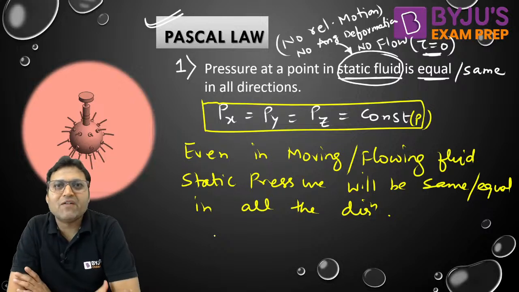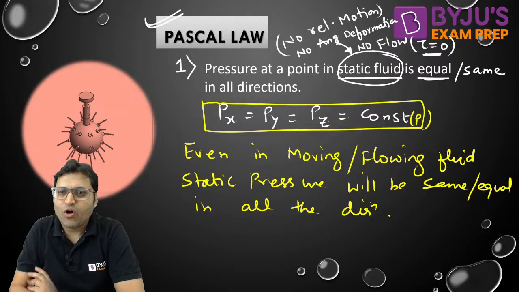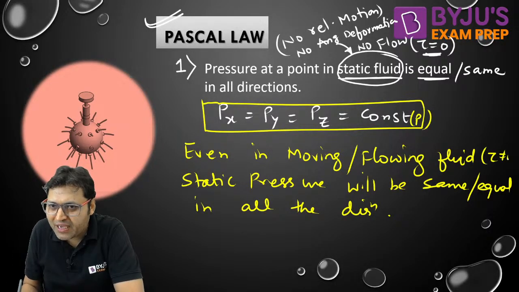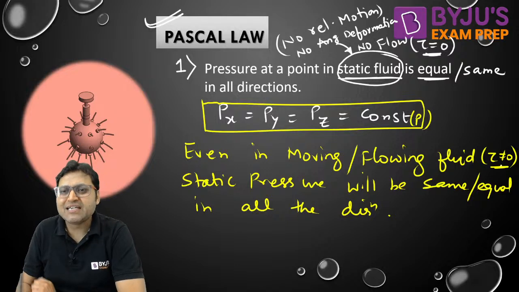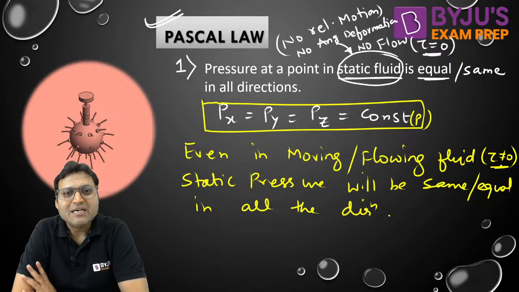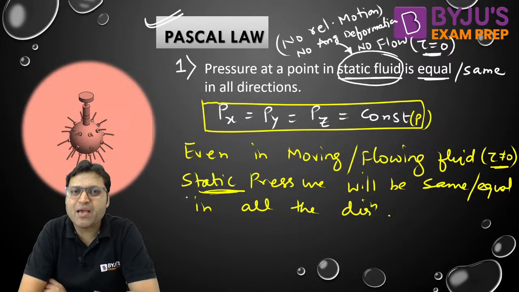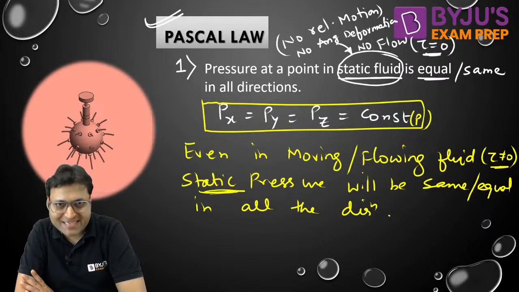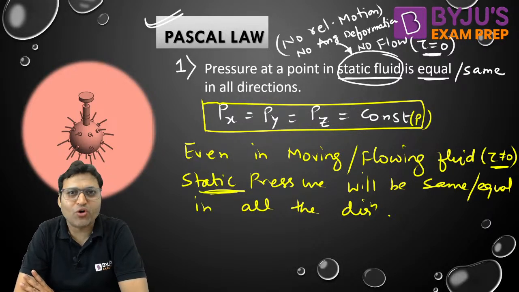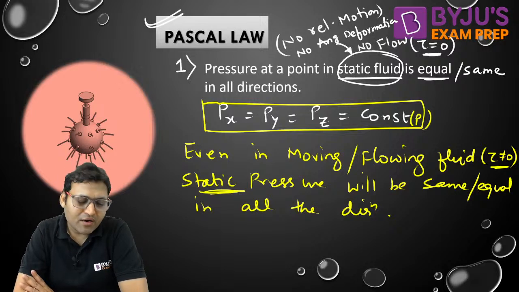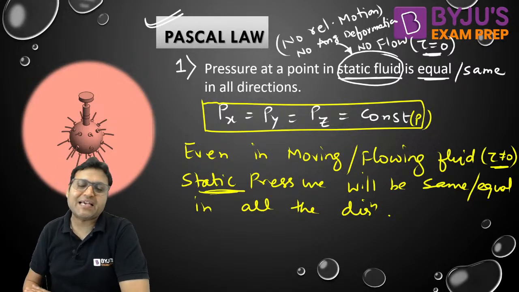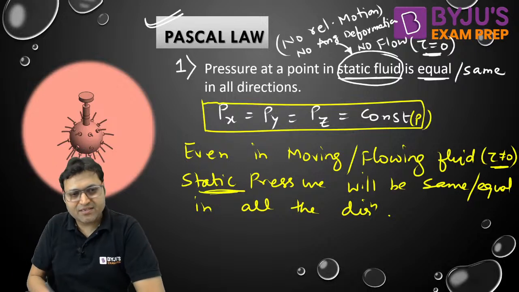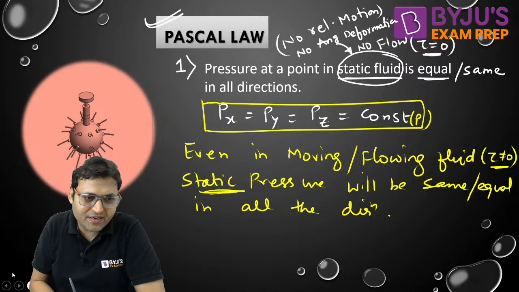So even if the fluid is flowing, or even if tau, the shear stress, is not zero, the static pressure will be the same in all directions. That was given by Pascal, and that is why it is known as Pascal's law, and in the memory of Pascal, the unit of pressure is given as Pascal only, right?